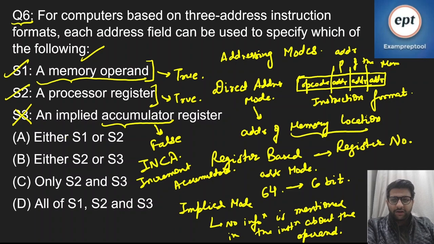So S3 is false. S1 and S2 are true. So the answer is option A. You should know different types of addressing modes. Let me just describe them in brief.